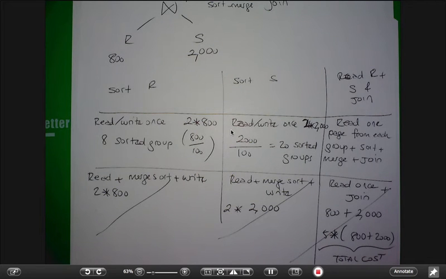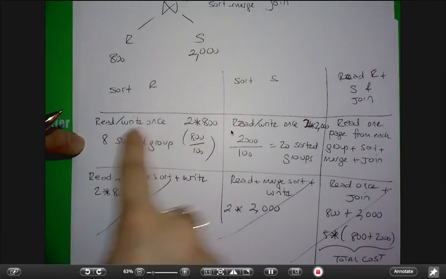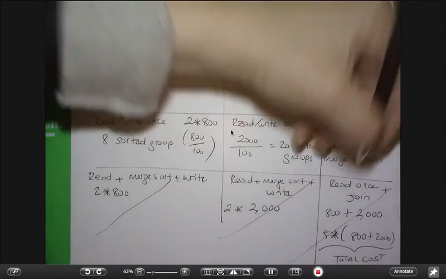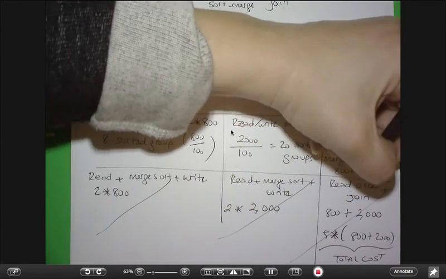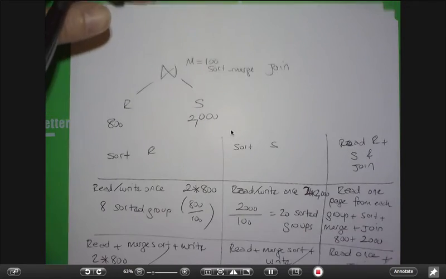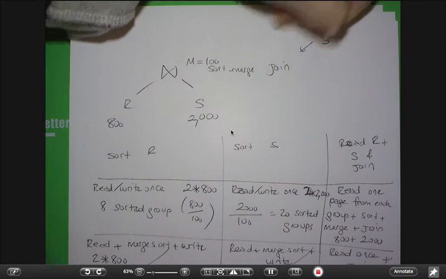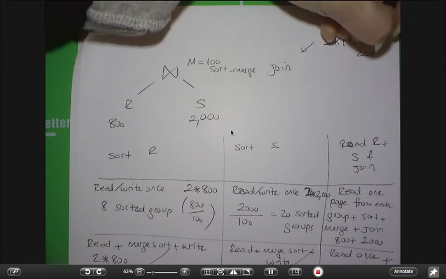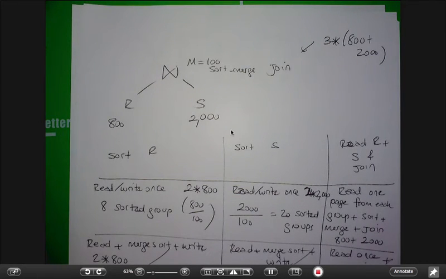Right here. So I don't need to do any of this. All I need to do is basically read R1s, S1s, and join. So that would be an additional 800 plus 2,000. So in fact, the real cost in this case is 3 times 800 plus 2,000. Okay. So what sort does is sort basically allows you to see things in smaller groups.